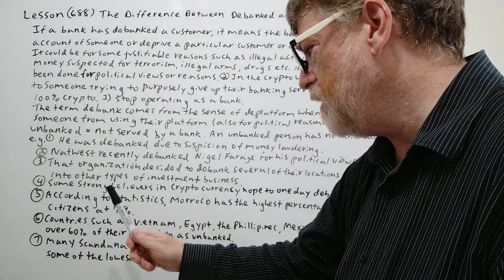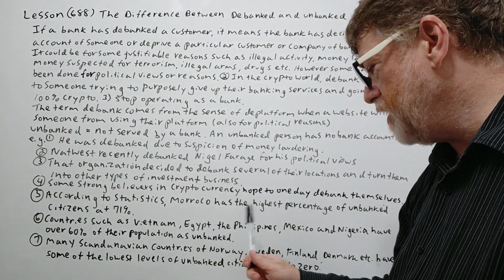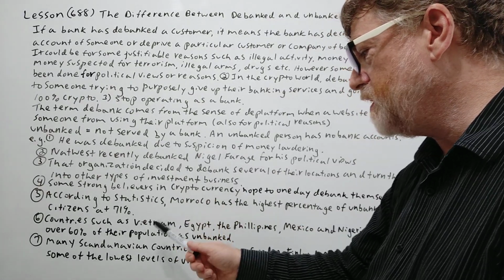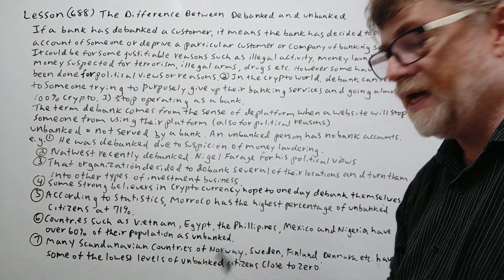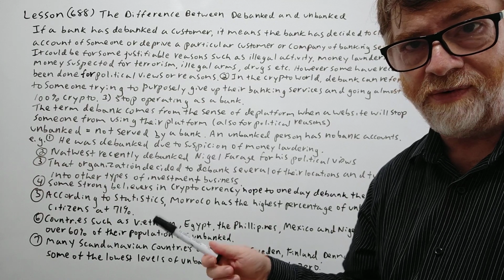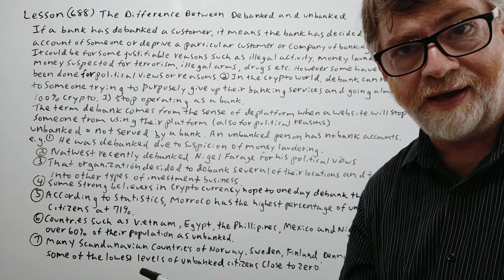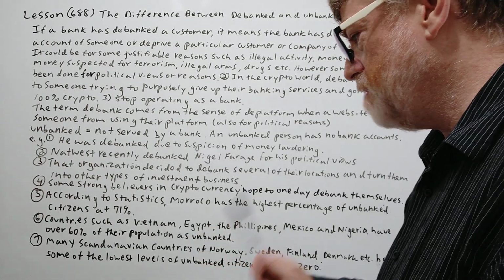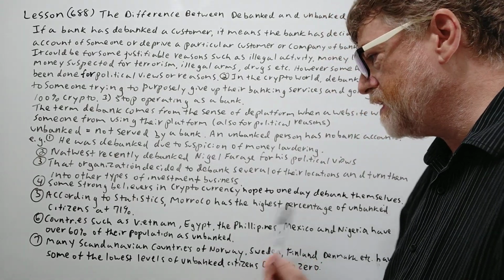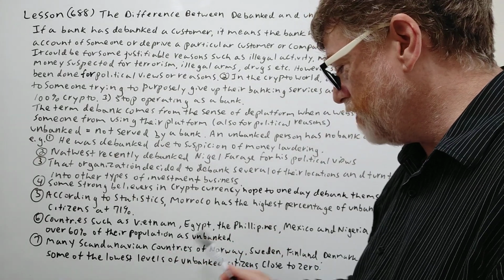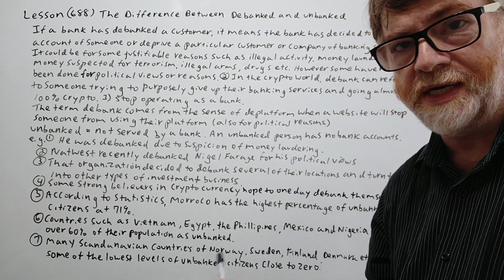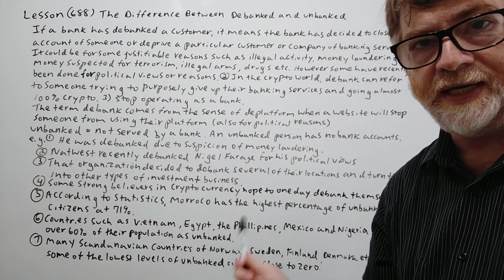Number 6 here, countries such as Vietnam, Egypt, the Philippines, Mexico, and Nigeria have over 60% of their population as unbanked. So it's still common that there could be a lot of countries that don't have any customers with a banking account. All right. And number 7, many Scandinavian countries of Norway, Sweden, Finland, Denmark, etc. have some of the lowest levels of unbanked citizens, close to zero. So I think the percentage is less than 1% in these countries.